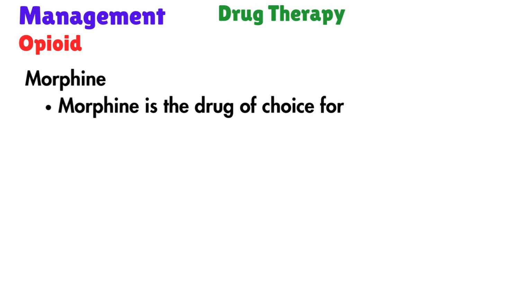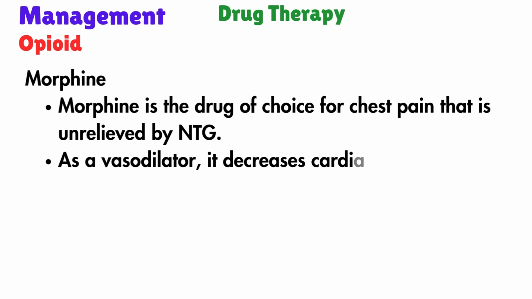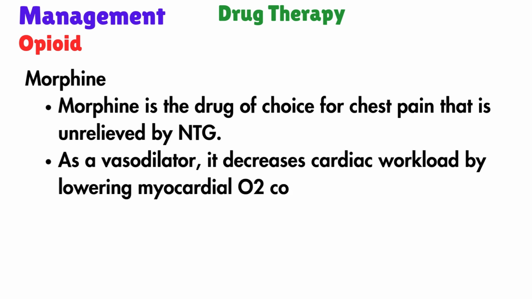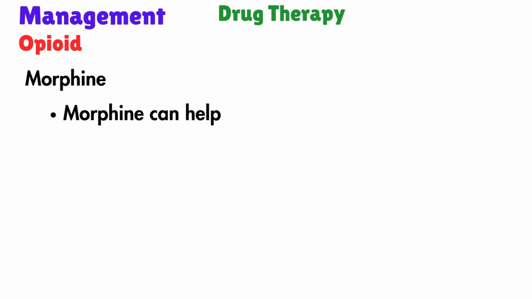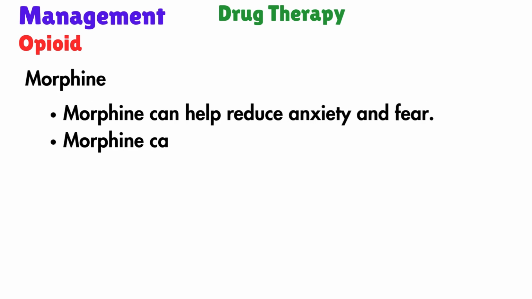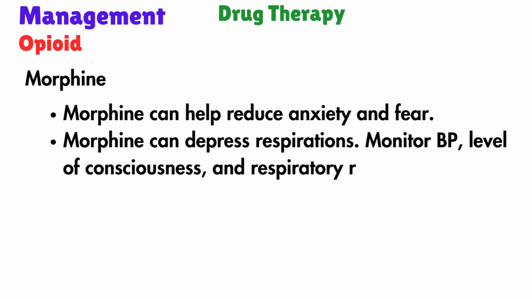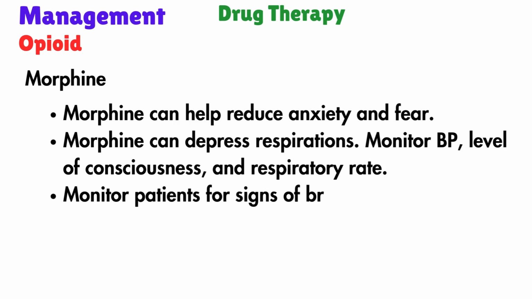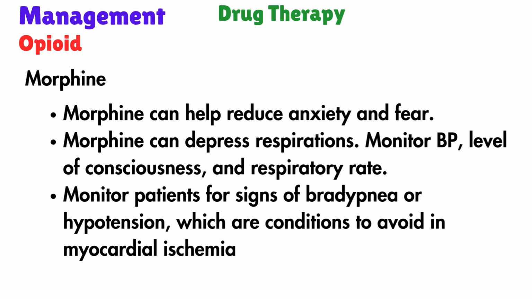Morphine is the drug of choice for chest pain that is unrelieved by NTG. As a vasodilator, it decreases cardiac workload by lowering myocardial oxygen consumption, reducing contractility, and decreasing BP and heart rate. Morphine can help reduce anxiety and fear. In rare situations, morphine can depress respirations. Monitor BP, level of consciousness, and respiratory rate. Monitor patients for signs of bradypnea or hypotension, which are conditions to avoid in myocardial ischemia and infarction.